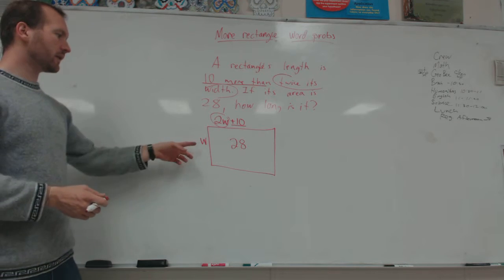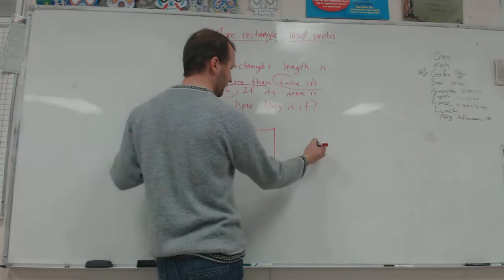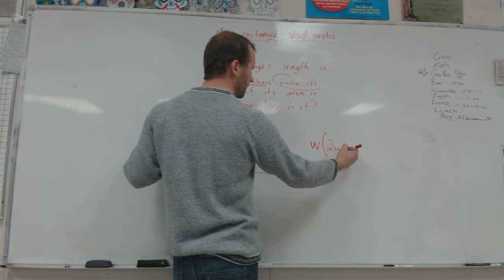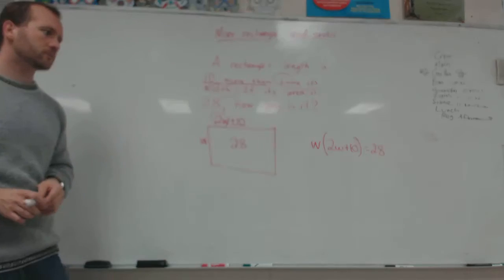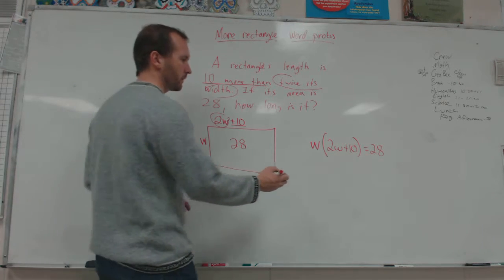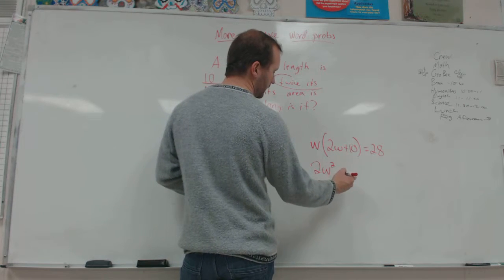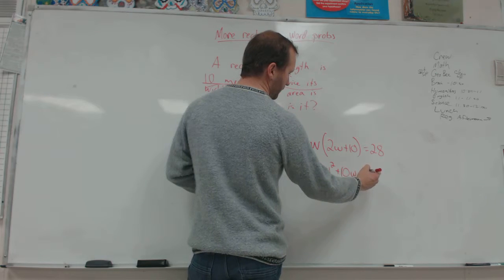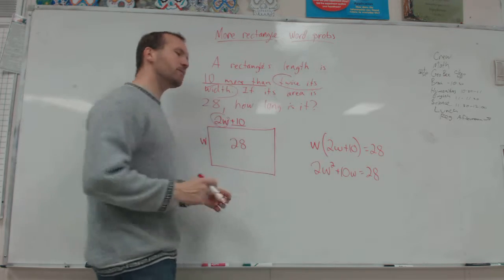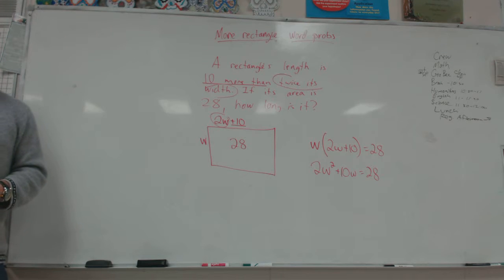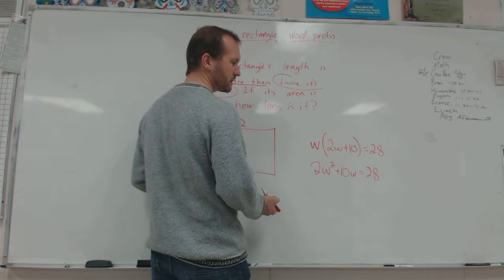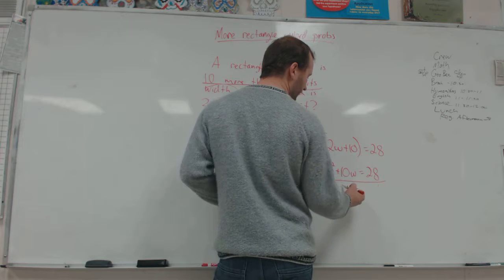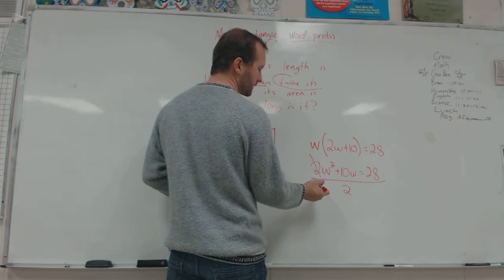So we know that this side times this side has to equal the area. So w times 2w plus 10 must equal 28. Now we can distribute. We've got 2w squared plus 10w equals 28. And at some point here, we want to recognize something. It doesn't necessarily have to be this step, but it certainly could be. We can divide everything in this equation by 2. Divide everything by 2. So what's left here is just a 1.